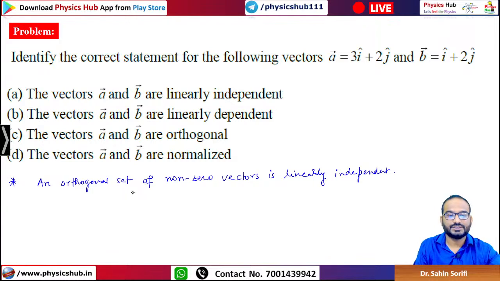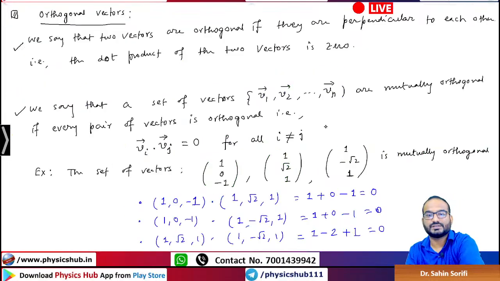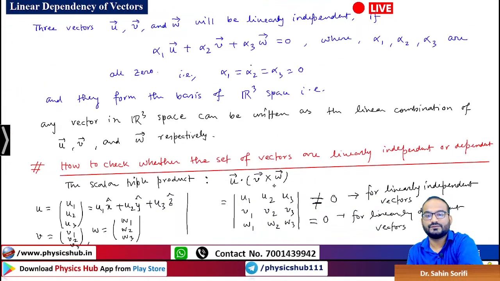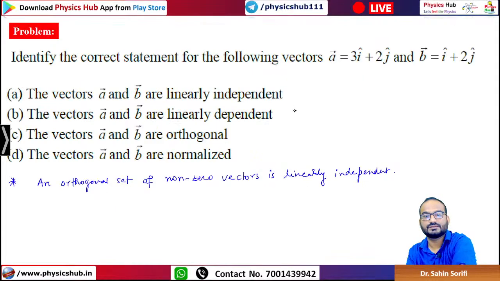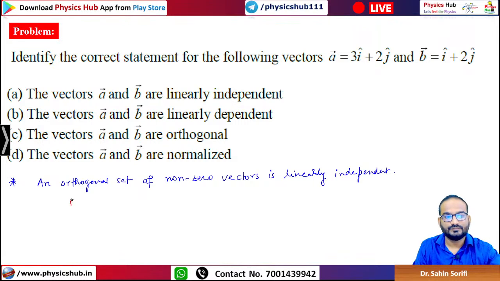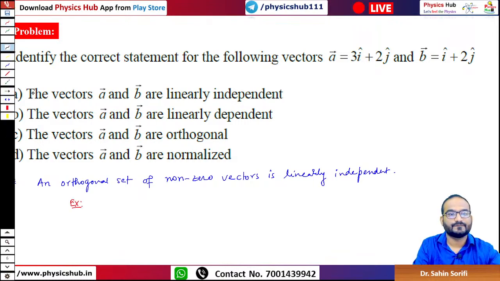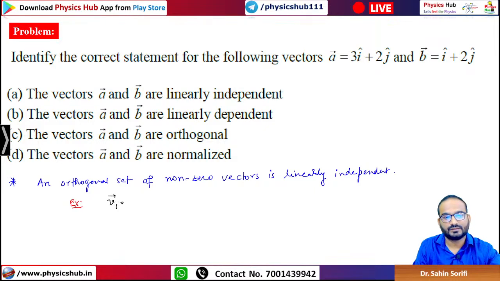So, as I told you, what is the condition for linear independence? In the first slide, we talked about it: u dot v cross w. So, to check whether these vectors are linearly independent or not, what you have to check? v1 dot v2 cross v3, right? v1 dot v2 cross v3. So, what you have to check? 1 0 minus 1, 1 root 2 1, 1 minus root 2 1.